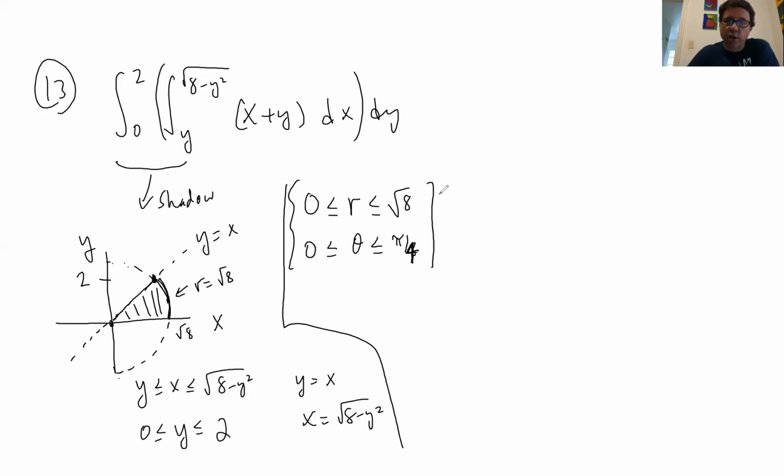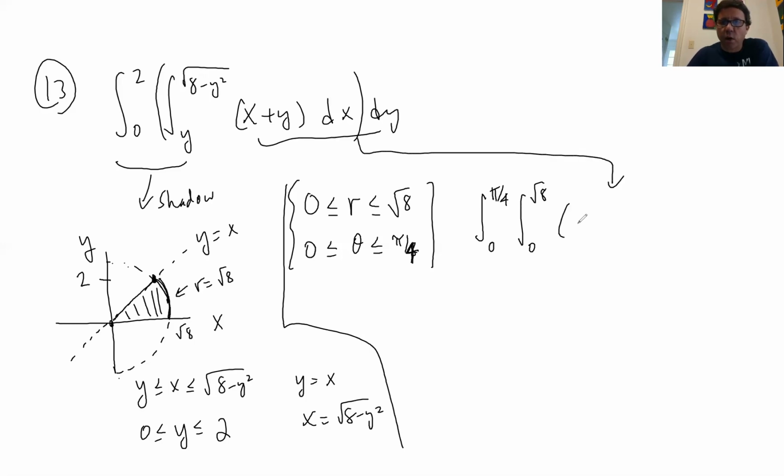Okay, so now we just need to convert everything over. That means that this volume here will be the integral from 0 to pi over 4, the integral from 0 to square root 8. That's the thetas and the r's. Now I need to convert the rest of this stuff over here. So I'll get r cosine theta plus r sine theta. That's the x plus y. And then the dx dy becomes r dr d theta. We always have this extra r term. And so, again, that one's not hard to do. Maybe we'll just go ahead and do this one.